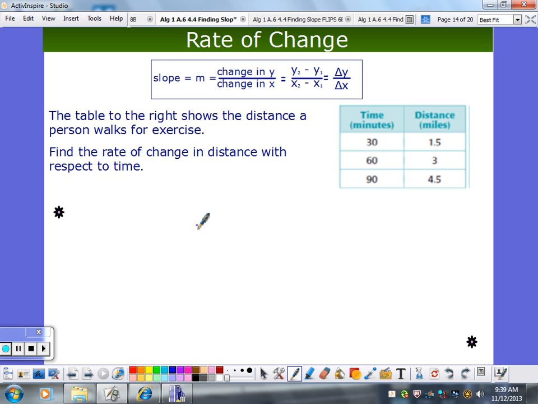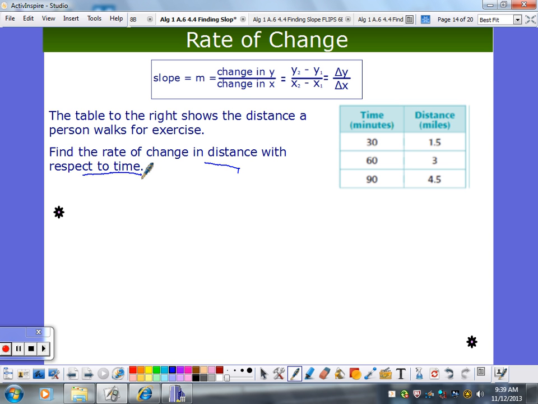So here's an example, a real world problem. A person walks for exercise, and they're a very consistent walker. So 30 minutes, they go 1.5 miles. 60 minutes, they go 3 miles. 90 minutes, they go 4.5 miles. They're always going at the same rate. But what is that rate? What is the rate of change in distance with respect to time?